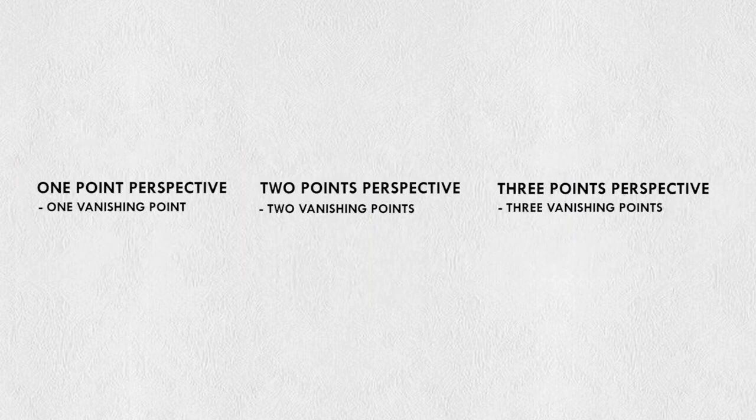Now you've likely heard the terms 1, 2 and 3 point perspective. You've probably guessed already that 1 point perspective is a drawing with 1 vanishing point, 2 point perspective is a drawing with 2 vanishing points, and 3 point perspective is a drawing with 3 vanishing points. Before we move on to 2 point perspective, let's take a look at some photographs that are in 1 point perspective. Here is a photo of a long corridor in 1 point perspective.